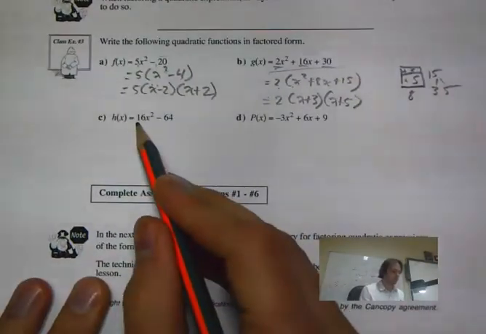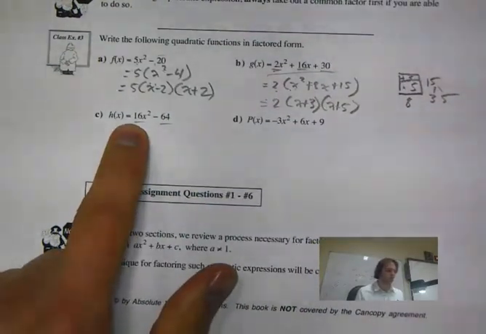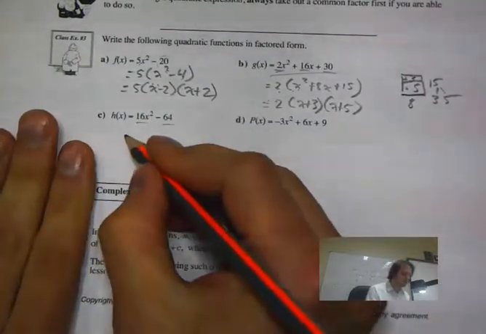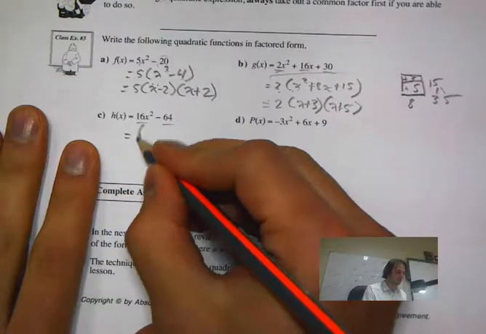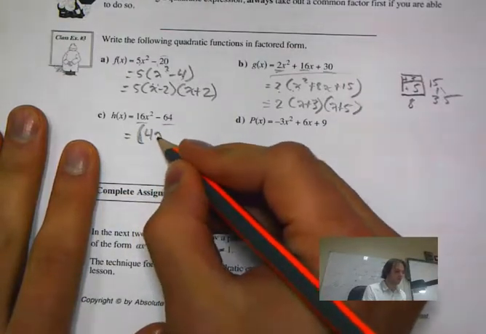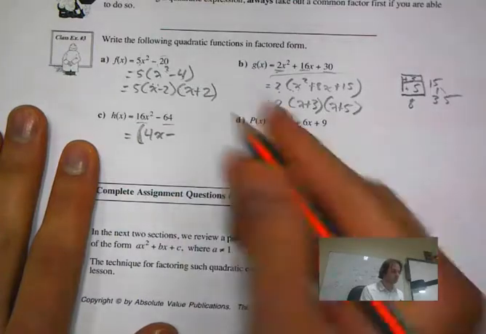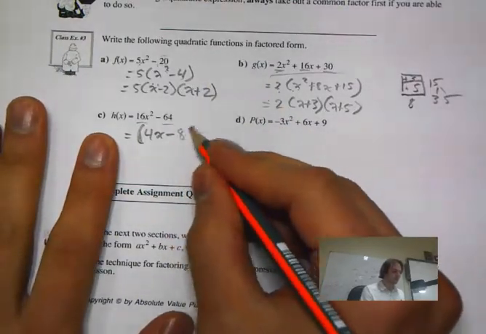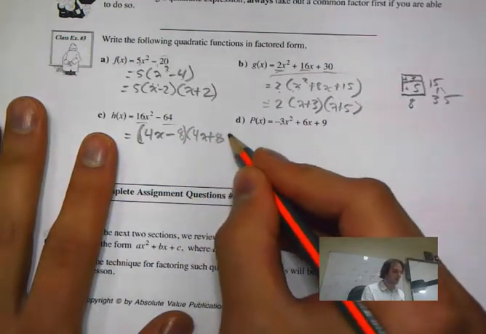Next one here, 16 and 64. Well, can I square root both of these? Are both of these perfect squares, 16 and 64? Yes, they are. So this one's actually pretty easy. I'm just going to square root both. So I have 4x minus 8, and I have 4x plus 8.